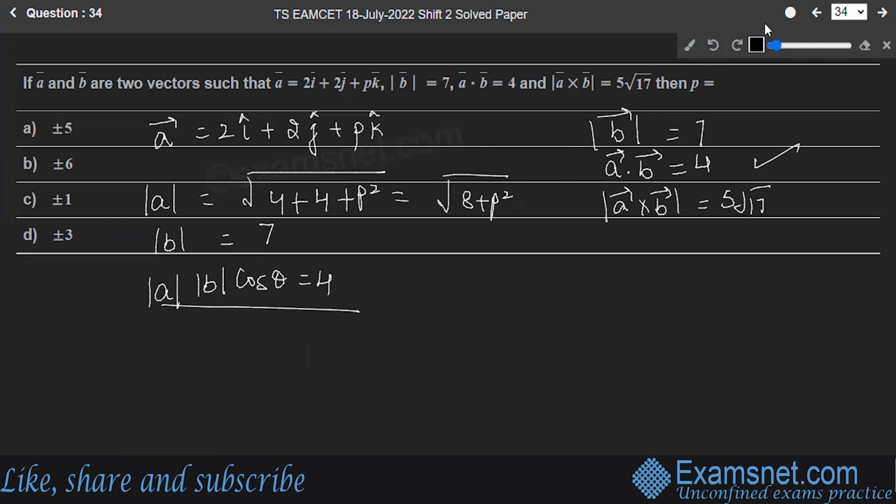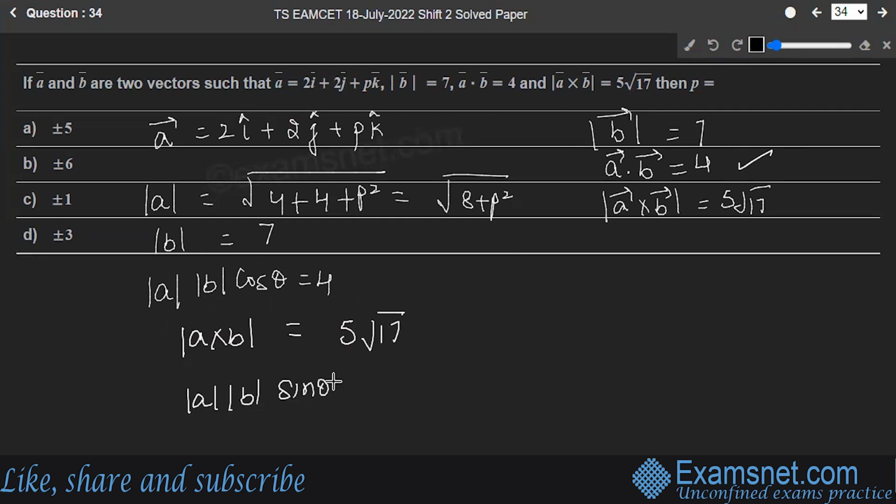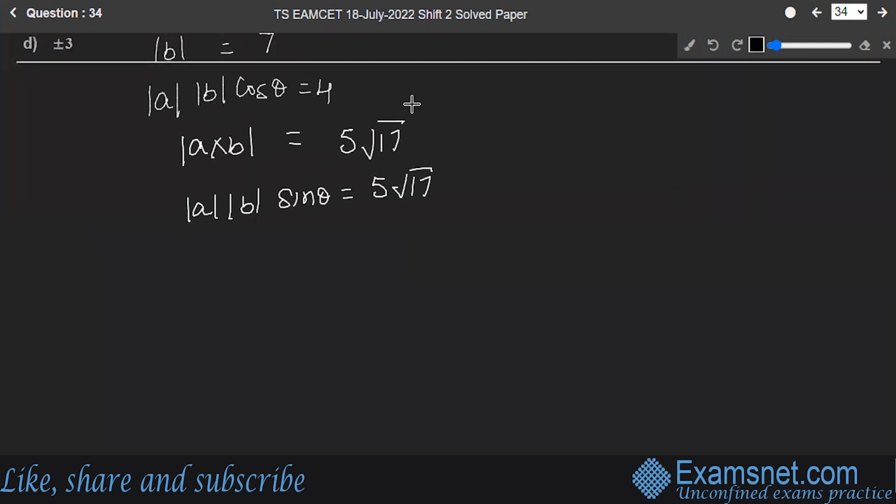Now, second thing you are given that modulus of A cross B is equal to 5 root 17. Actually, this is equal to A, B, sine theta. This is equal to this. So let's divide both of them.